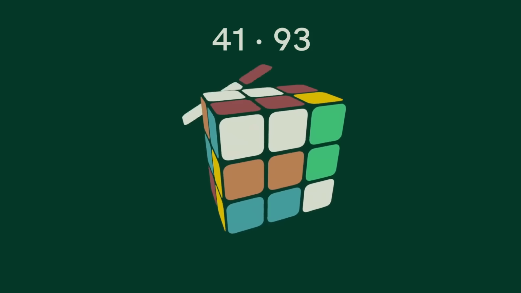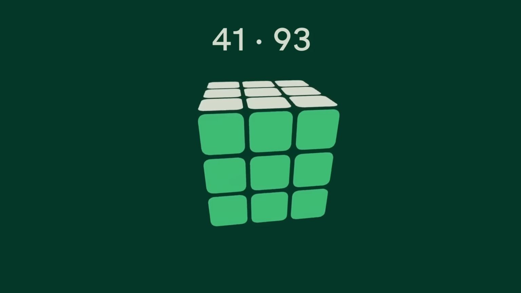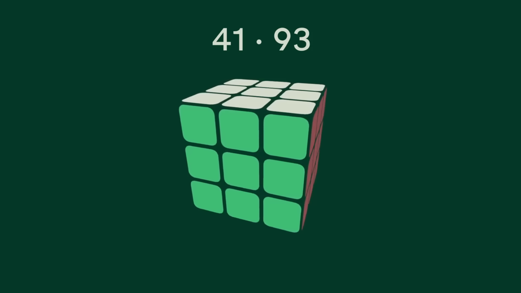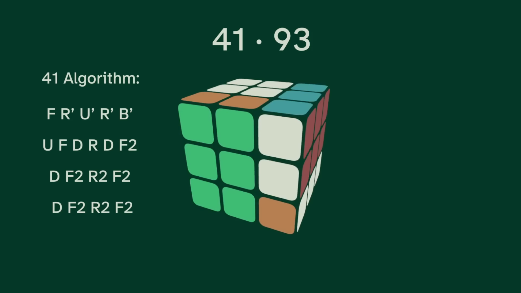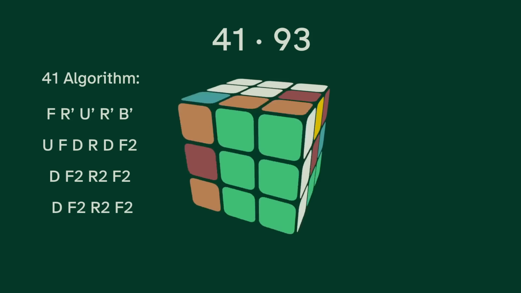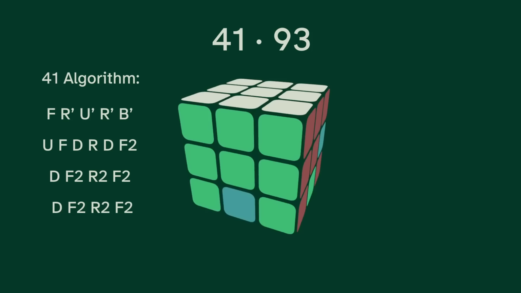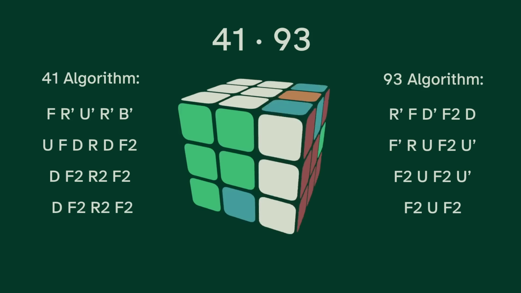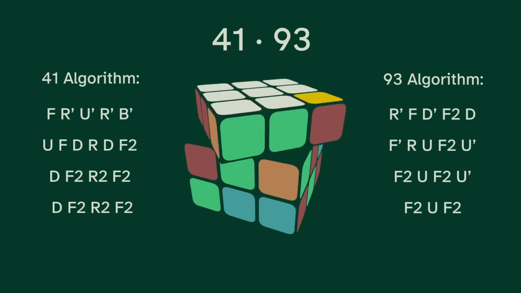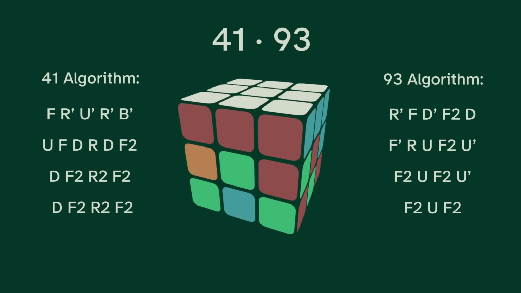First, we'll set the calculator to its default position, which is easy enough. Then we can input 41 using this algorithm, a set of moves that represents multiplying by 41. Similarly, we then input 93 using this algorithm. And here is the result.